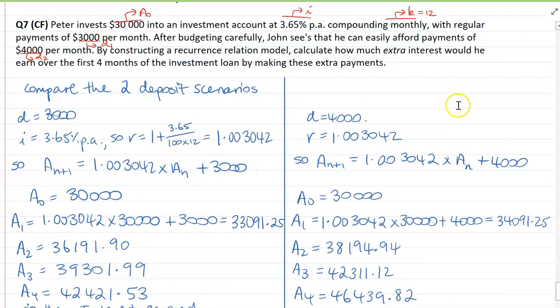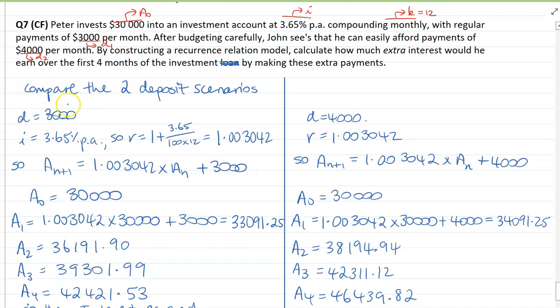Question 7, we've got Peter investing $30,000 into an investment account compounding monthly, and the question's asking you to compare if he were to make deposits of $3,000 per month compared to $4,000 per month, and constructing a recurrence relation in order to calculate how much extra interest he would earn over the first 4 months of the investment. And it's definitely not a loan, so we'll cross that out.